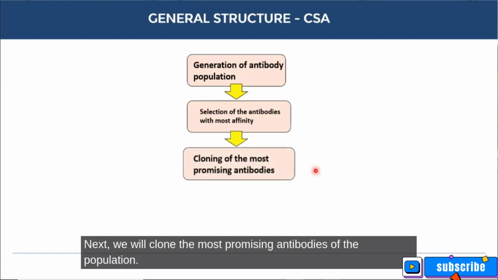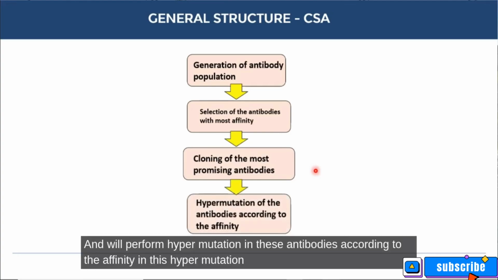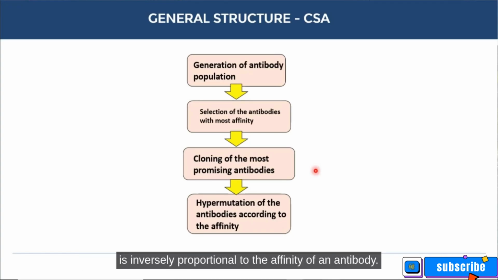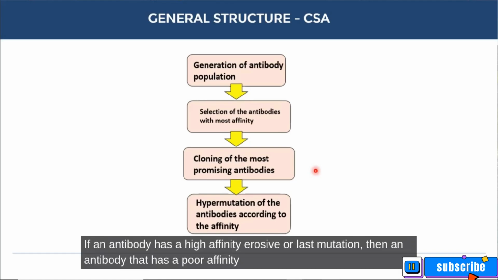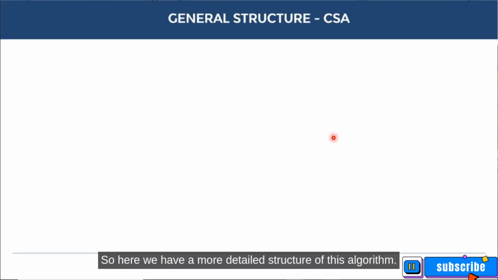Next, we will clone the most promising antibodies of the population, and we will perform hypermutation in these antibodies according to the affinity. And this hypermutation is inversely proportional to the affinity of an antibody. If an antibody has a high affinity, it will suffer less mutation than an antibody that has a poor affinity with an antigen. And these three steps are repeated over and over again in a number of iterations defined by the user. So here we have a more detailed structure of this algorithm.